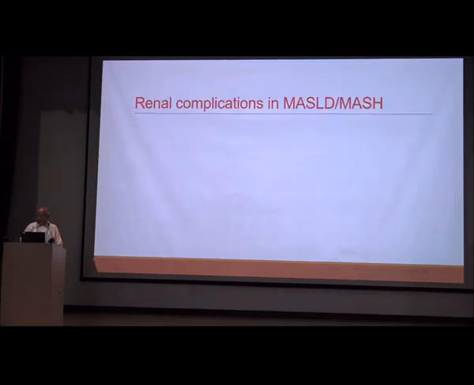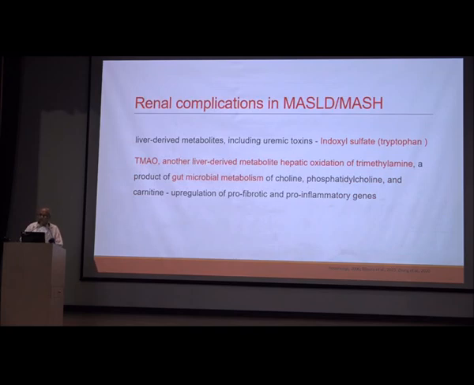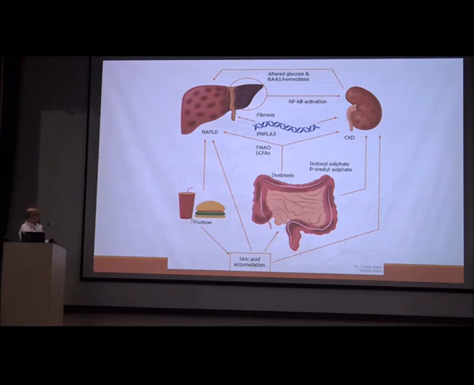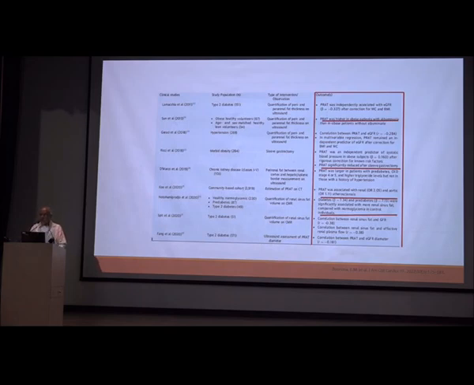So fat around the kidney is bad, and the renal complications are not only because of that. There are metabolites from the liver, like indoxyl sulfate, and TMAO, another liver-derived metabolite from trimethylamine, and this is what is further causing damage. So you have a person with PNPLA3, you have TMAO from the kidney, you have this kind of diet, you have NAFLD, you have uric acid accumulation, production of dysbiosis, indoxyl, and all these. They cause further fibrosis and kidney damage in these patients. And this is proven in a lot of studies.